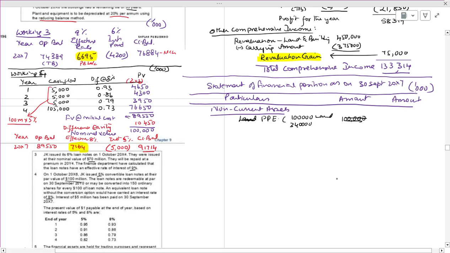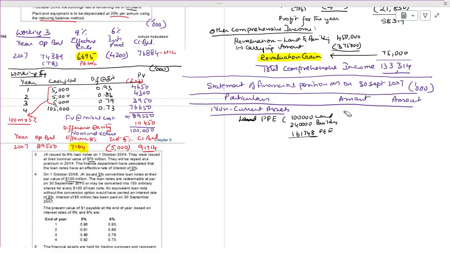340 is the buildings. Is it right? 161,748 is for plant and equipment. How much will you get total? It will be 601,748. Any doubt, you ask me. Is it okay? This is non-current assets.